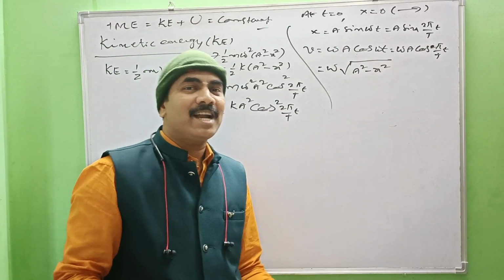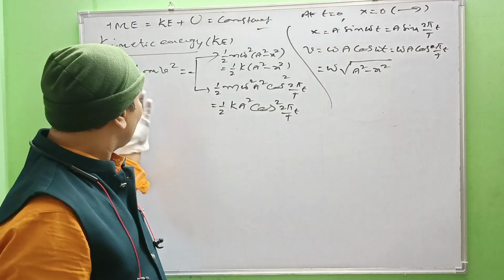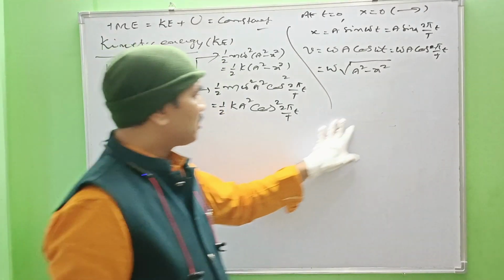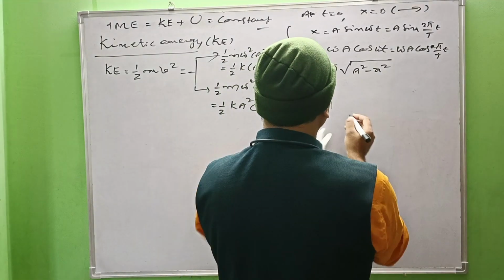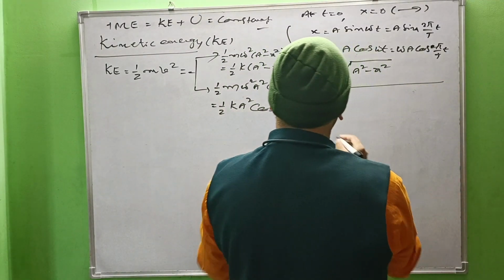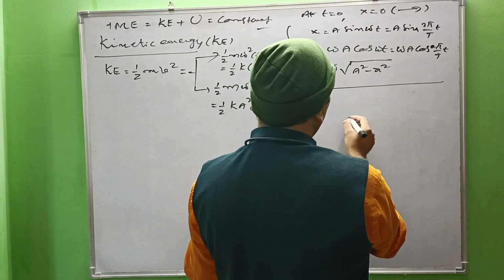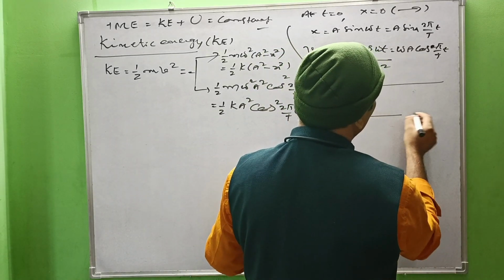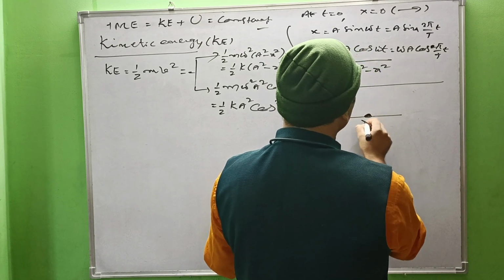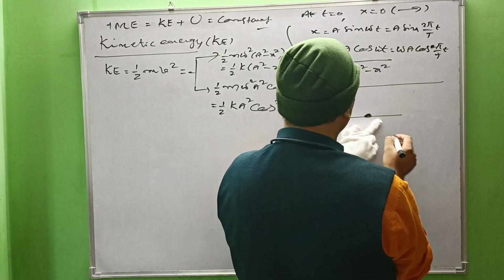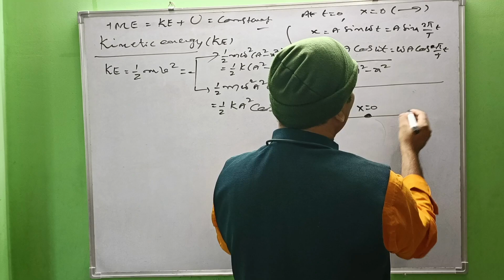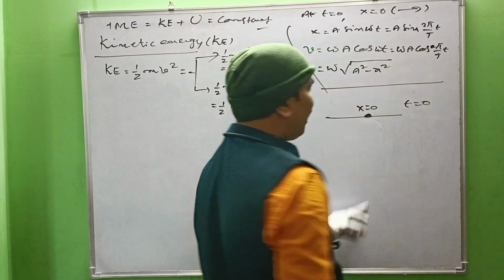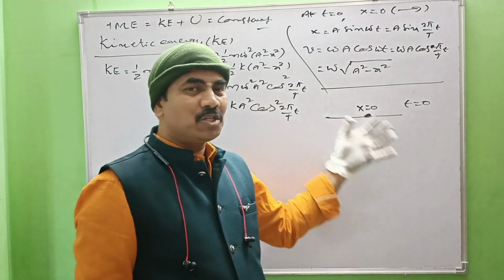Means at different instants, what is the value of kinetic energy during its oscillation. Okay, now let us see the first point, that is at t equal to 0. At t equal to 0, see, this is the mean position. x equal to 0 is the position of the particle at t equal to 0.